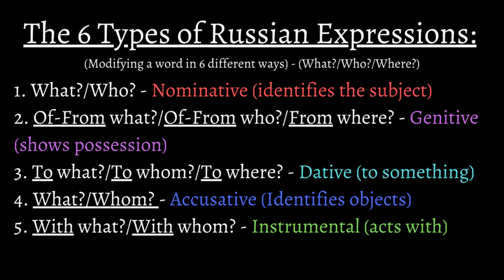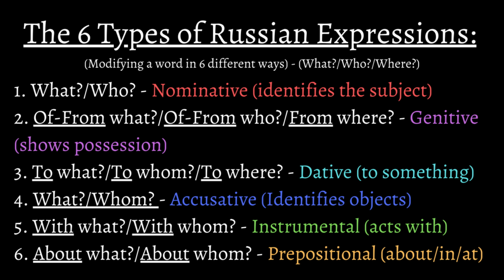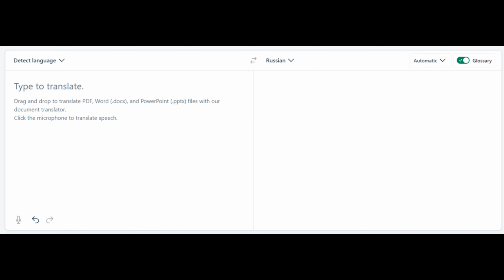The fifth type of expression answers with what or with whom. The sixth type of expression answers about what or about whom. These are the full definitions of what each expression answers, in correlation with the formal definitions of the cases. Now that I've shown what each expression does, hopefully you can understand what each case is about. But to make sure you fully understand the nature of these cases, here's what they look like when translated correctly.